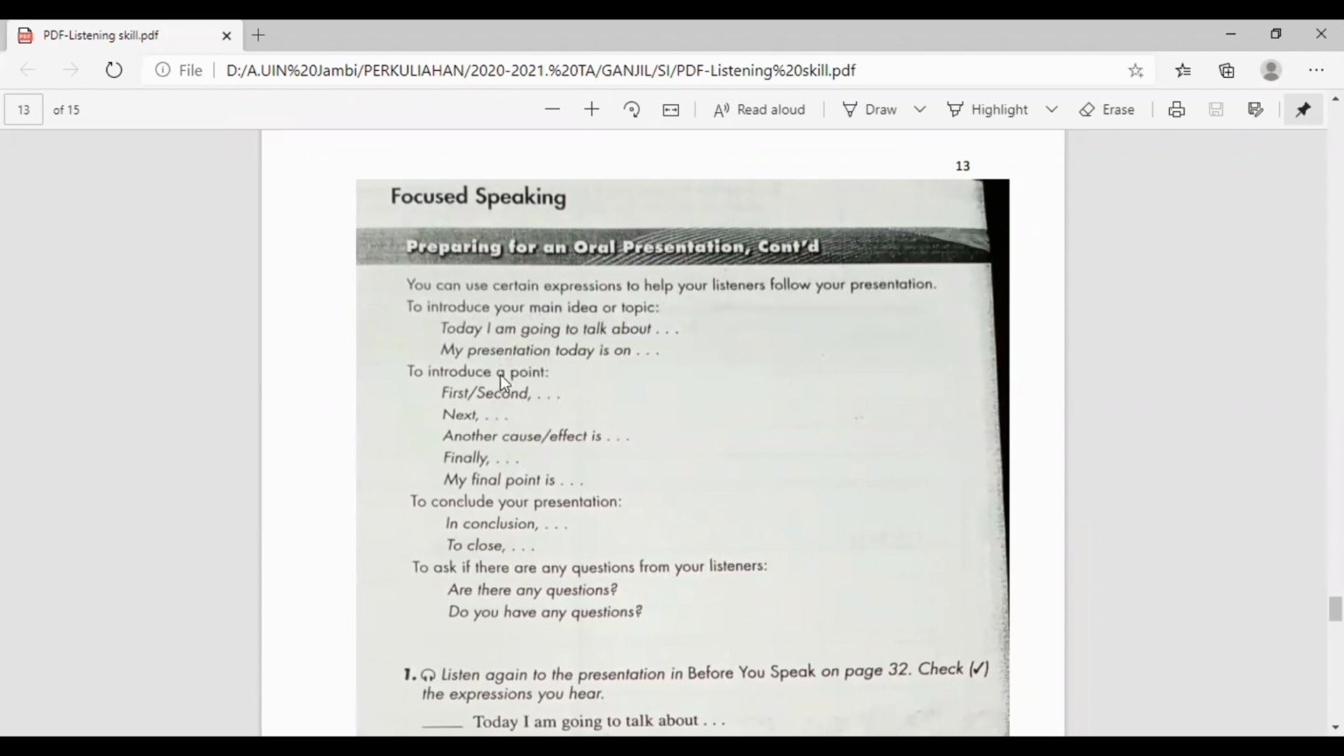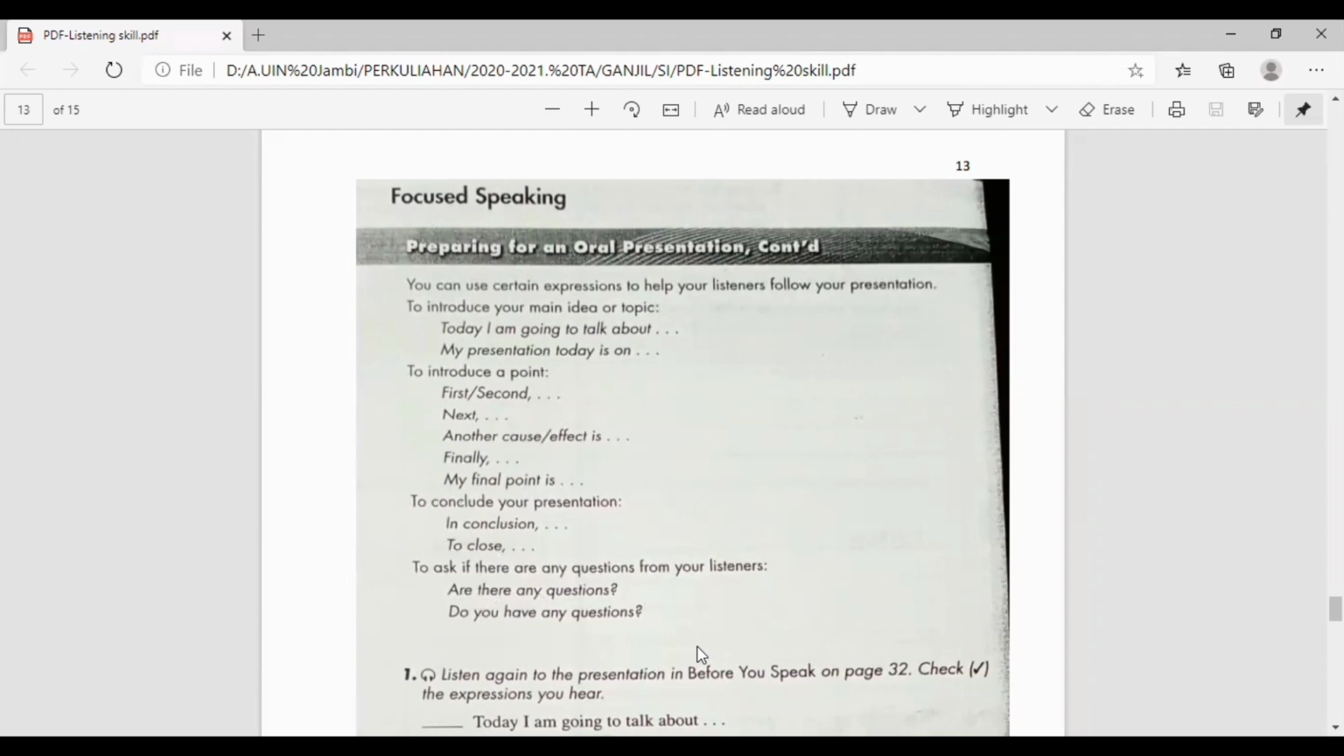And to introduce a point, guys, you can use first, second, next, another cause, another case, or finally, and my final point is. And then to conclude your presentation, in conclusion, to close, and to ask if there are any questions from your listeners: Are there any questions? Do you have any questions?